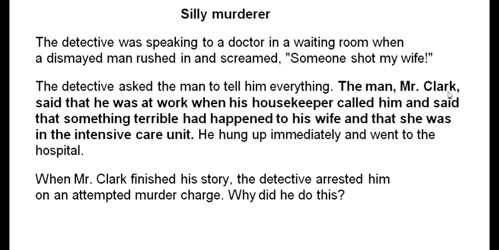The man, Mr. Clark, said that he was at work when his housekeeper called him and said that something terrible had happened to his wife and that she was in the intensive care unit. He hung up immediately and went to the hospital. When Mr. Clark finished his story, the detective arrested him on an attempted murder charge. Why did he do this?